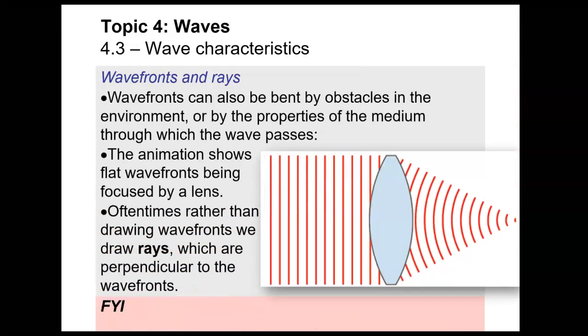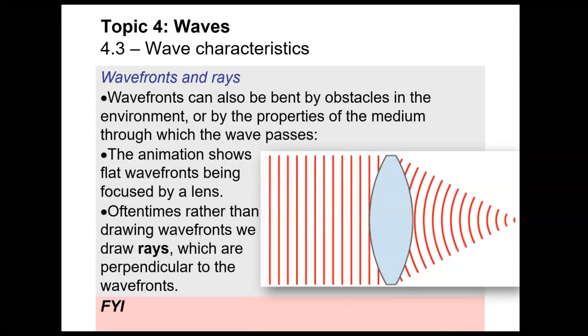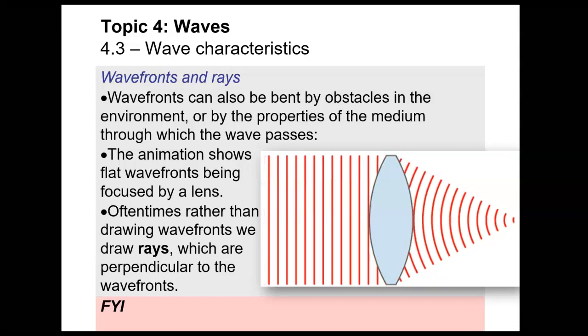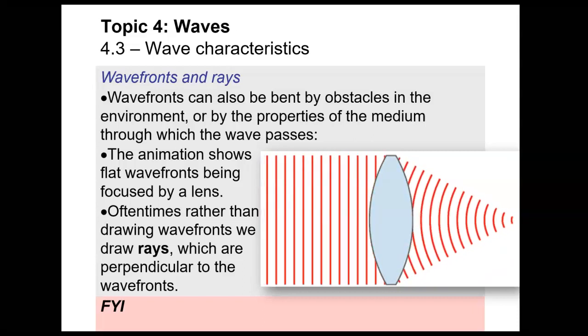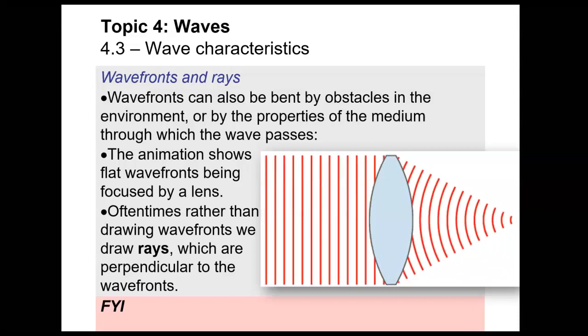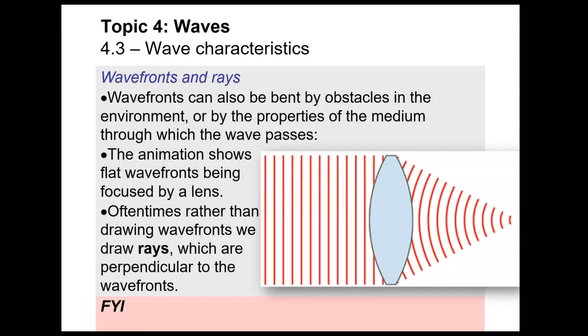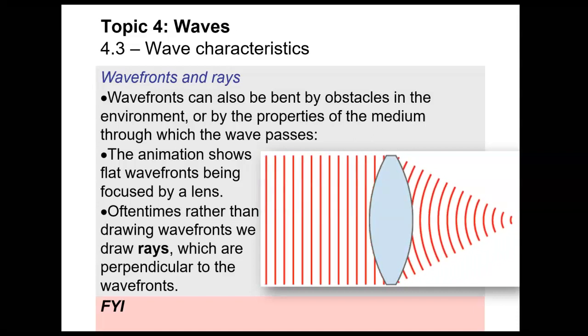Now the other way to draw waves is using what's called rays. Before I show you what a ray looks like, I do want to point out that it is possible for wavefronts to be bent by obstacles, either going around an obstacle, or obviously this is like a lens. What you're seeing here is basically light being transmitted through a lens, and the wavefront kind of bends as it goes through the lens and it becomes more focused.